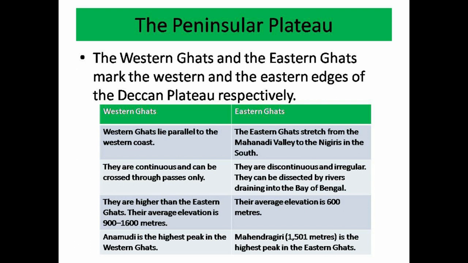Western Ghats are higher than the Eastern Ghats. Their average elevation is 900 to 1600 meters. Eastern Ghats average elevation is 600 meters. Anamudi is the highest peak in the Western Ghats. Mahendragiri is the highest peak in the Eastern Ghats.